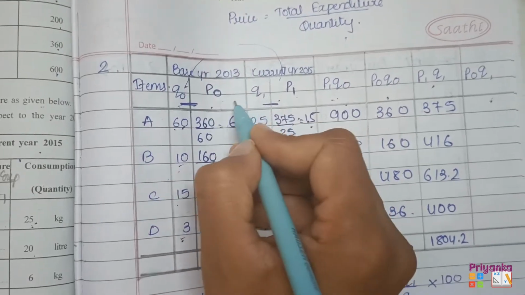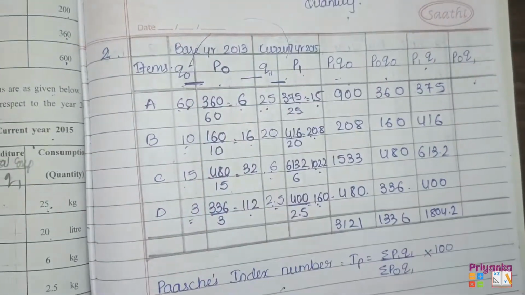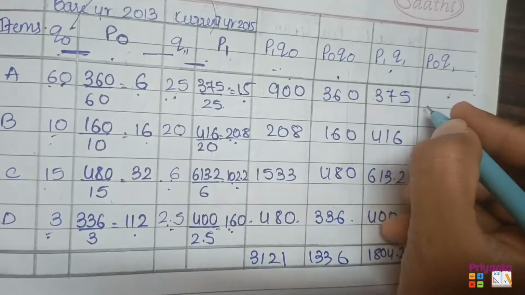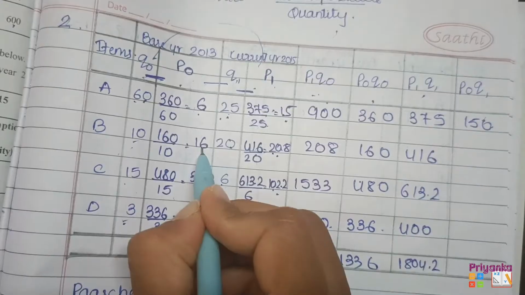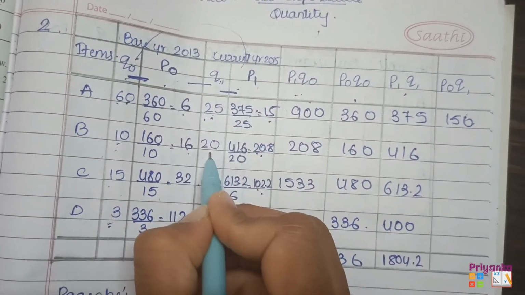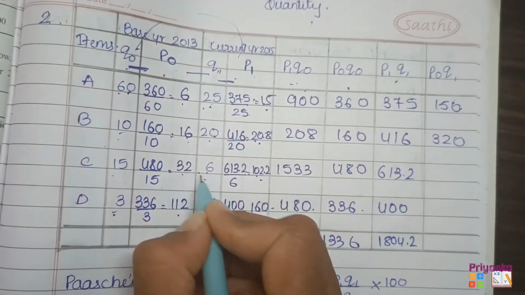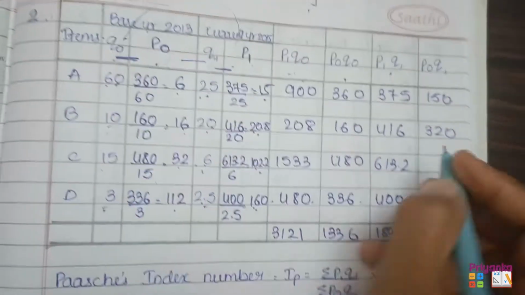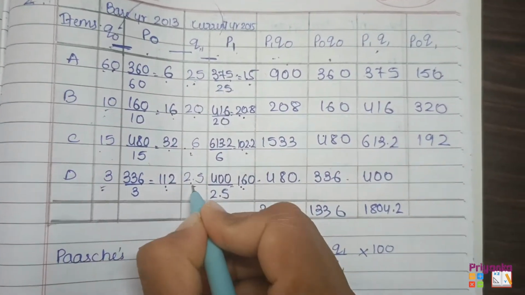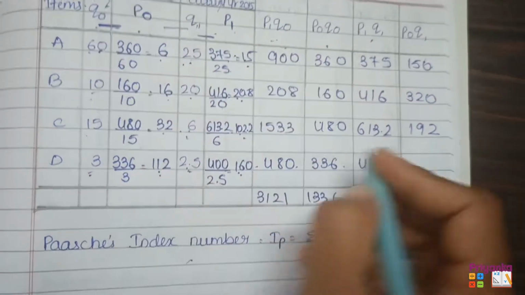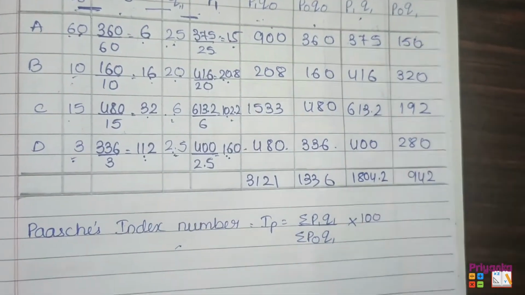The last column remaining is P0 Q1. So P0 multiplied with the Q1 column: 6 multiplied by 25, we get 150. Next 16 multiplied by 20, that is 320. 32 multiplied by 6, that is 192. 112 multiplied by 2.5, that is 280. And here the total is 942.